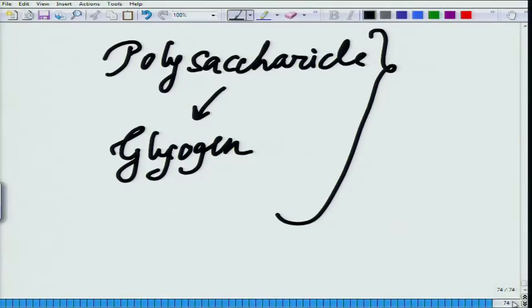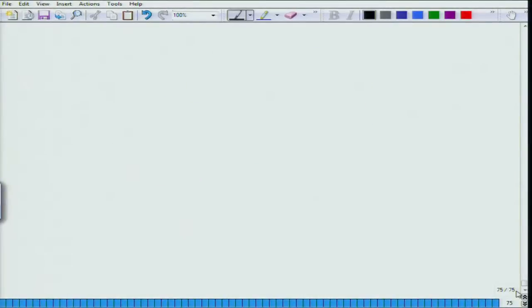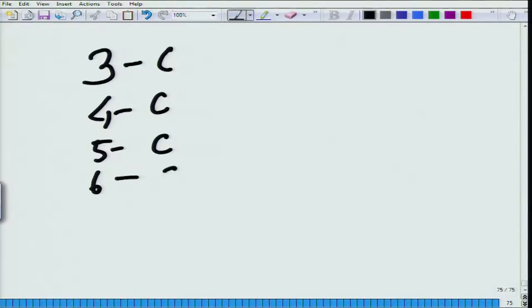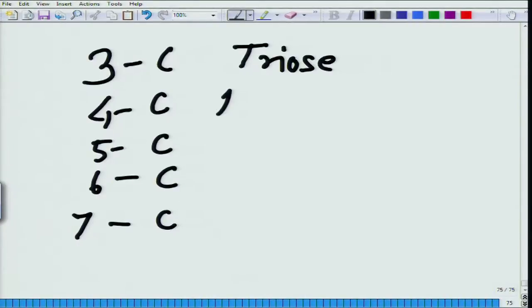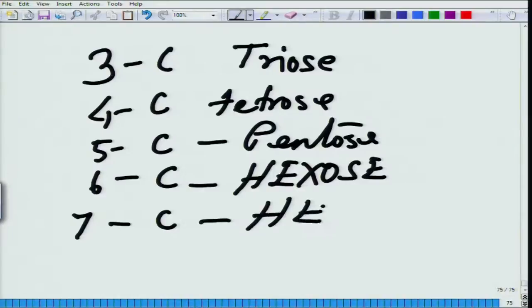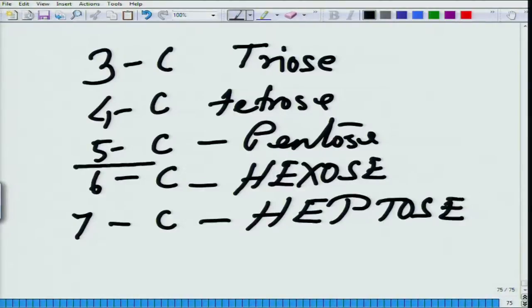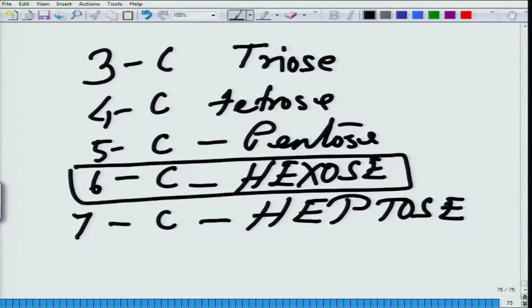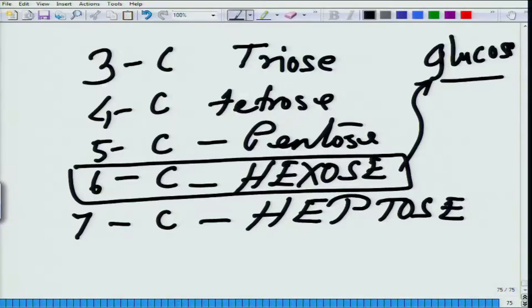Okay. And they could be classified further in another way. They could be 3 carbon, 4 carbon, 5 carbon, 6 carbon, 7 carbon, and based on that they could be triose, tetrose, pentose sugar, hexose sugar, heptose sugar likewise. And glucose is a hexose sugar. So, this is another way you can classify them. And these molecules form complexes with different kinds of lipids, and they form glycolipids and several other glycoproteins likewise.